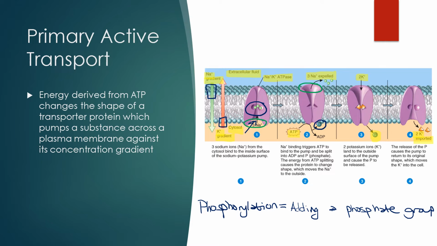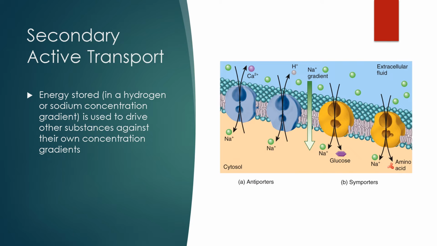Next, we have secondary active transport. Now, secondary active transport is driven by the concentration gradient that we just created in primary active transport. So primary active transport is driven by energy from ATP to move substances against their electrochemical gradient. And then secondary active transport uses that electrochemical gradient that was created in order to move other substances.